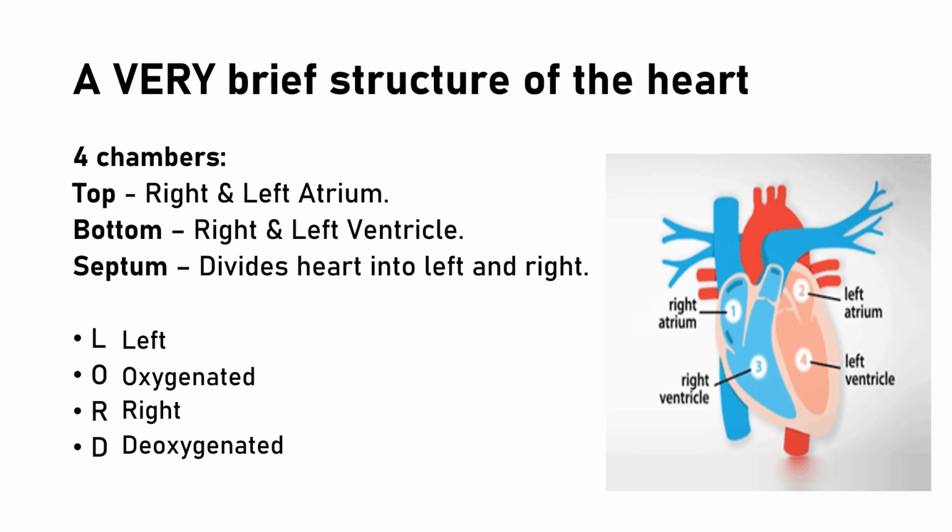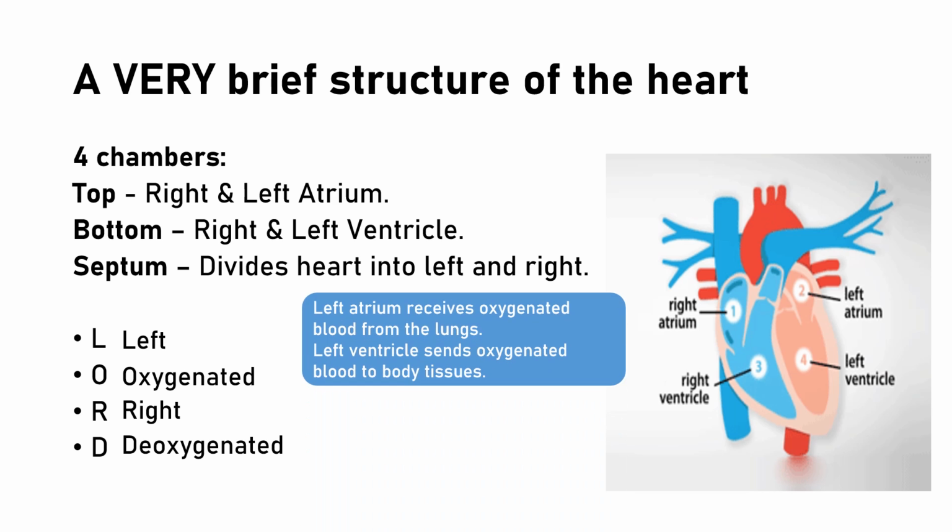deoxygenated blood. If we just take a look at each half of the heart, if we look at the left side first of all, because that blood's oxygenated, it means it must have come from the lungs. So the left atrium receives oxygenated blood from the lungs, and then the left ventricle sends the oxygenated blood to the body tissues, things like the muscles.